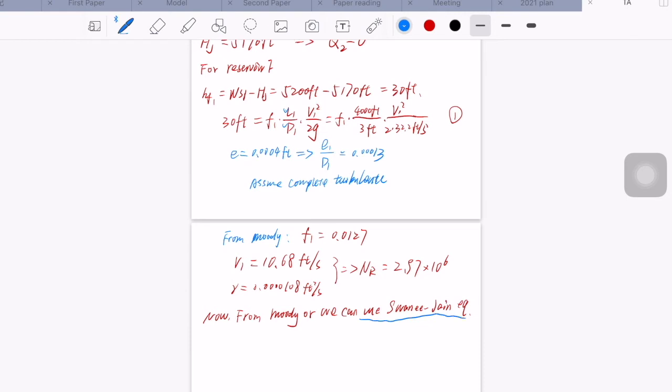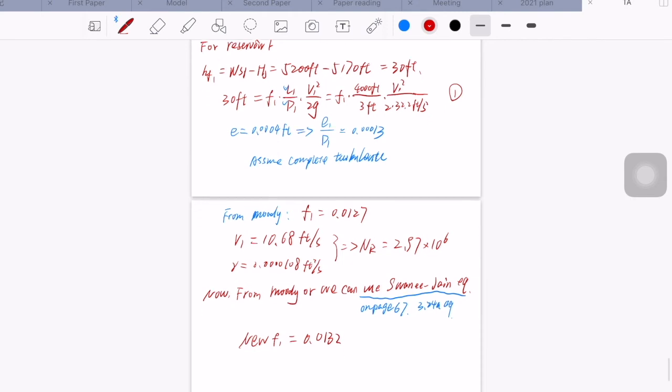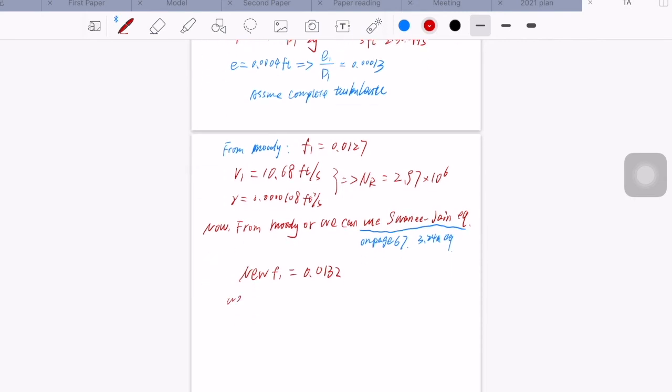This equation is on page 36 in the textbook. I prefer to use this equation to calculate the new friction factor. So the new friction factor equals 0.0132. And then we calculate equation 1 again.